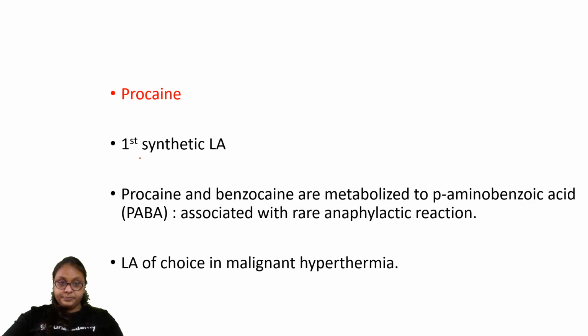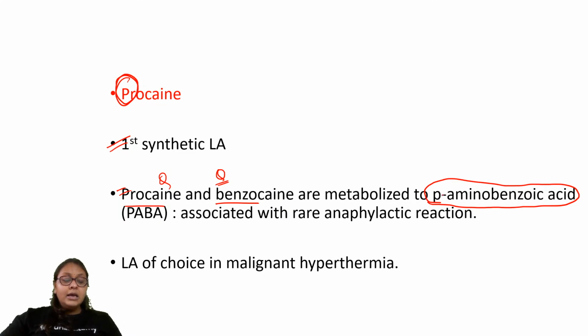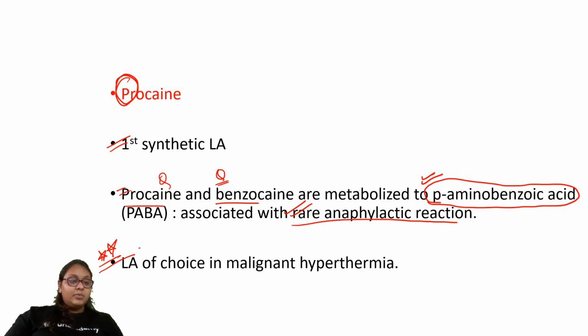What do we remember about procaine? It is the first synthetic local anesthetic. All the esters, the amino esters, are allergic. So why do they cause anaphylactic reactions? Procaine and the second question that comes, benzocaine: they are metabolized to para-aminobenzoic acid, and therefore there is a rare anaphylactic reaction. And remember, the local anesthetic of choice in malignant hyperthermia is procaine.